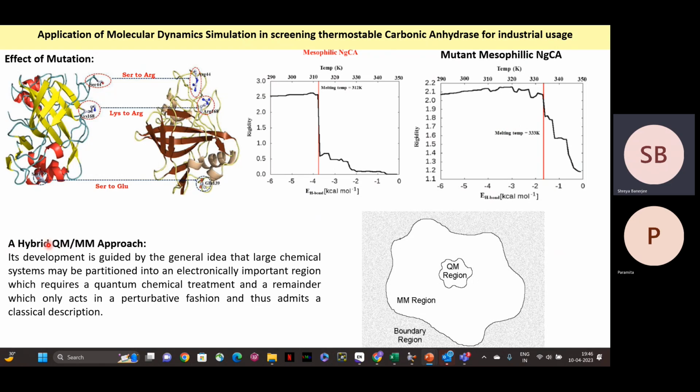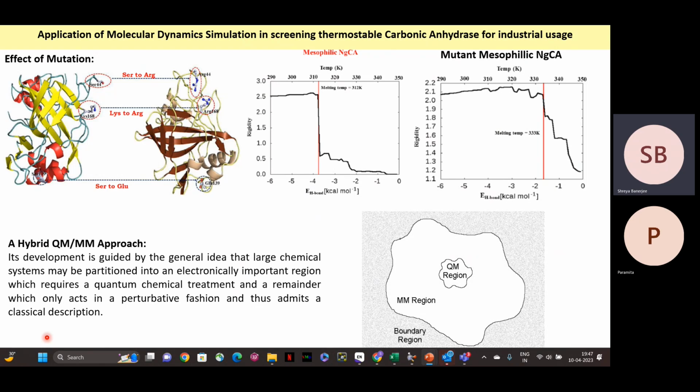And to talk very briefly, nowadays the simulations that are done are a hybrid approach. Basically, it's guided by the general idea that large chemical systems are partitioned into an electronically important region, which requires a quantum chemical treatment, and a residual region, which requires a classical chemical treatment. We have mostly talked about the classical treatment so far. We haven't gone into quantum chemical treatment.